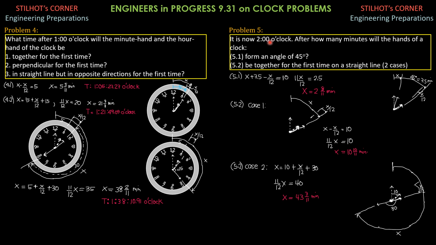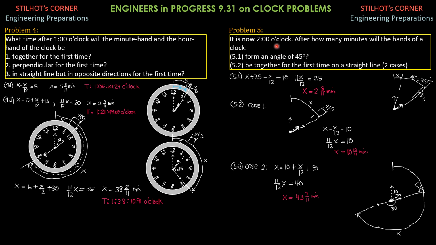Problem 5. It is now 2 o'clock. After how many minutes will the hands of a clock form an angle of 45 degrees, then together for the first time on a straight line? There are two cases. One would be they are on the same direction. The other would be when the hands of the clock are in opposite directions.